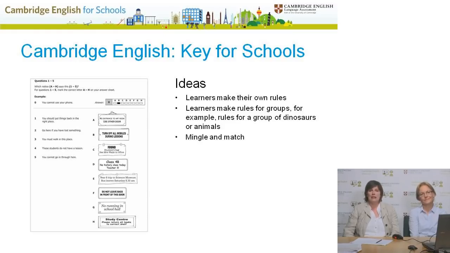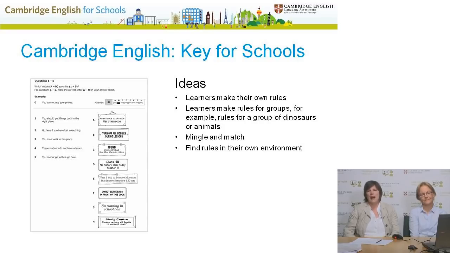Or you could do something to get them moving around. One idea is to give your learners matching rules and sentences. For example, the sentence could be, you should put things back in the right place. So the rule could be, please return all books to the correct shelf. Then the students must stand up and find the person who has a rule or sentence which has the same meaning as their own. This is a good way to vary the kinds of activities which your learners do, especially if you want them to practice exam tasks in a fun way.